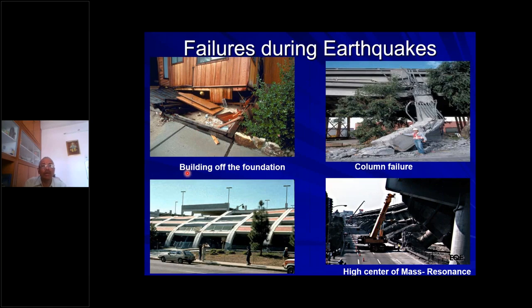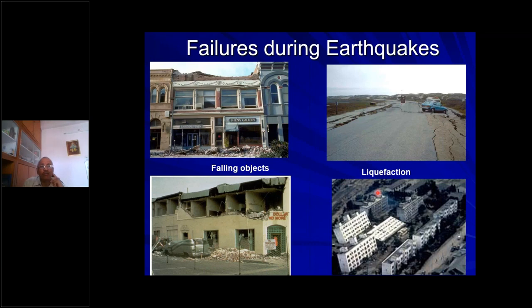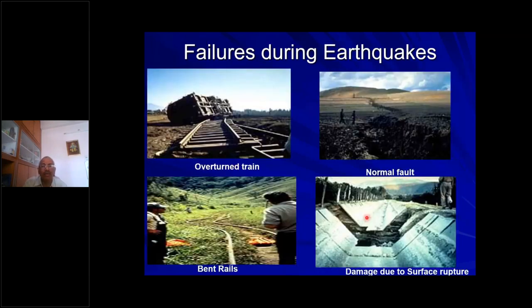Similarly, due to earthquakes, the foundation of buildings gets damaged. Because of that, the building may get destroyed, or column failure will occur, and bending of the frames will occur. If there is a high center of mass, like flyovers, wherein the high mass is away from the ground, they are the most vulnerable structures in earthquakes. Similarly, falling objects normally cause injury to the inhabitants. Liquefaction of soils is another effect which is very dangerous to structures. So these are some of the failures or effects due to earthquakes.